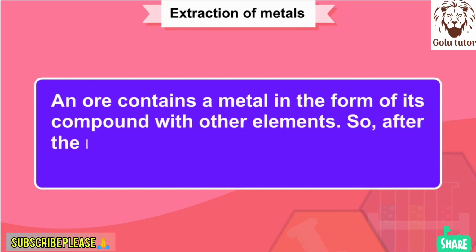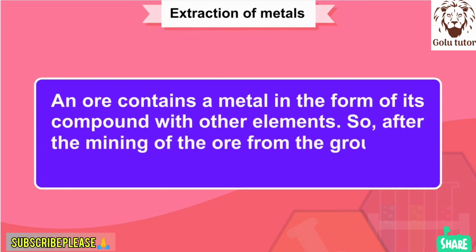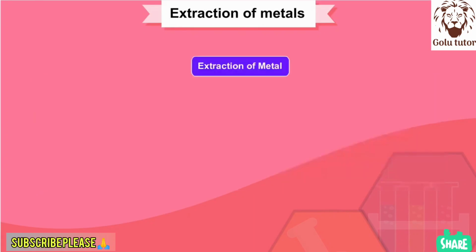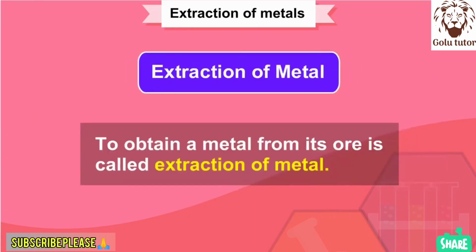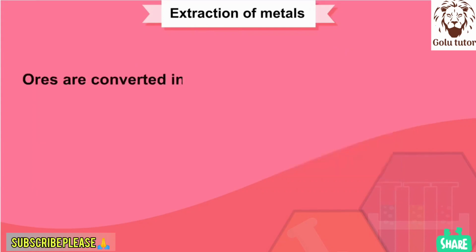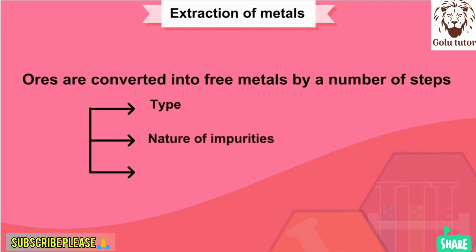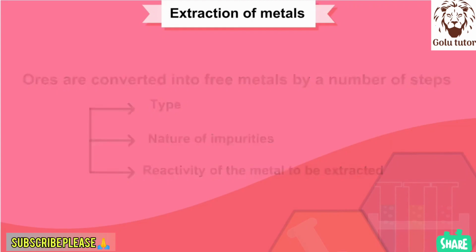So, after the mining of the ore from the ground, it must be converted into pure metal. To obtain a metal from its ore is called extraction of metal. Now children, ores are converted into free metals by a number of steps, which depend on the type of the ore used, nature of the impurities, and reactivity of the metal to be extracted.